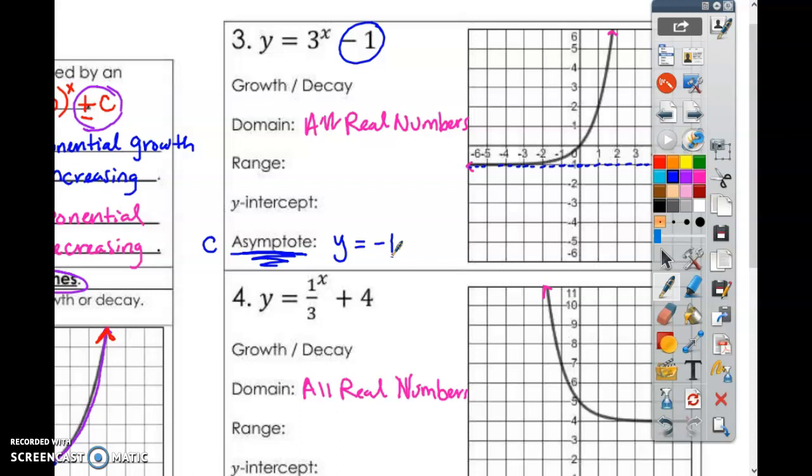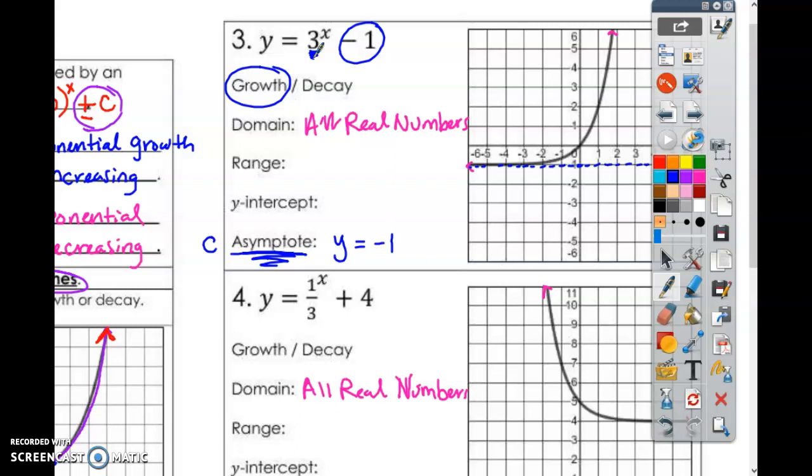Is it a growth or a decay? Growth is going up, from left to right. Left to right is going up. It's a growth. My b is greater than 1. So it's a growth.